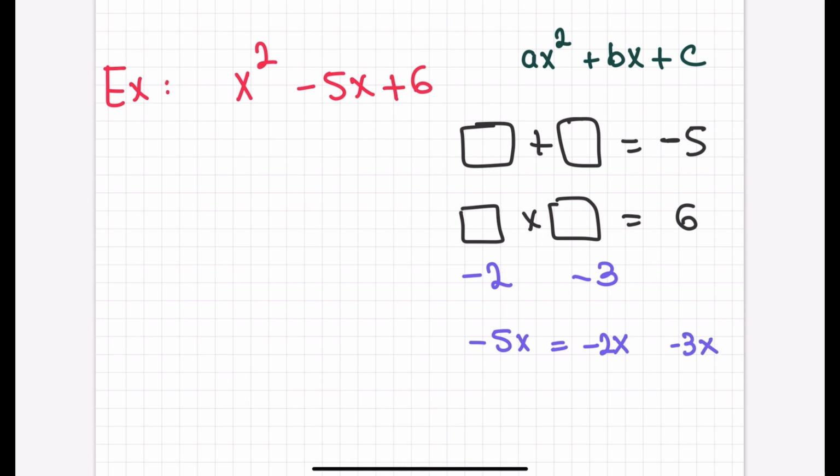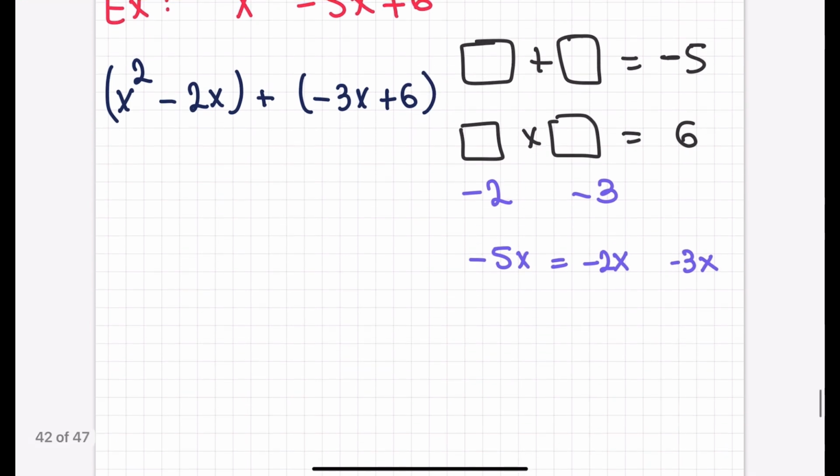So I'm gonna write down here x squared minus 2x, bracket. Then we've got to write down plus, minus 3x plus 6. What can I factor in the first bracket?